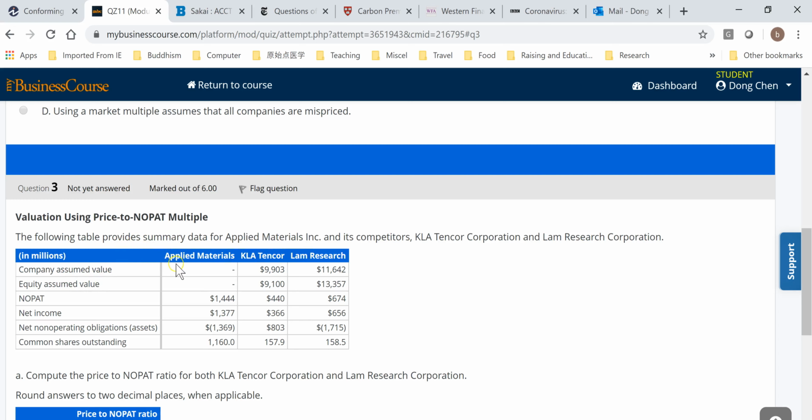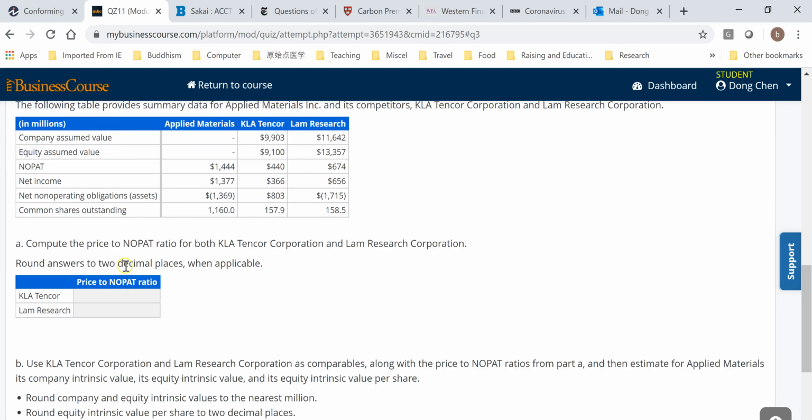So we are provided with this table with Applied Materials. This is our target company, and we are also provided with two competitors, KLA Tencor and Lam Research. Their information about company assumed value, equity assumed value, NOPAT, net income, net non-operating obligations, and common shares outstanding. Part A, compute the price to NOPAT ratio for both KLA Tencor Corporation and Lam Research Corporation. Round answers to 2 decimal places when applicable.